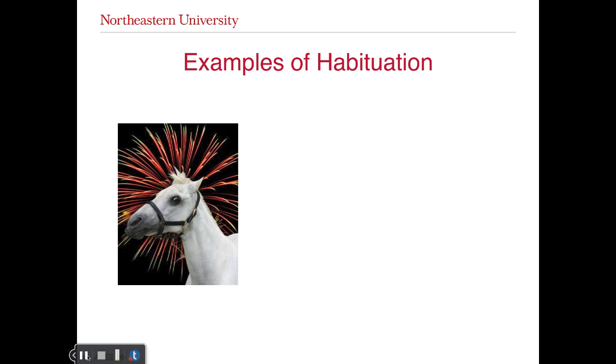An example of a horse and fireworks. When a horse will be around, initially fireworks will result in a number of elicited responses in horses. You'll see head shaking and kind of jumping and moving, and it's been reported that their heartbeat increases. However, as that fireworks show goes, the bang of the fireworks will come to elicit those responses less and less and less.